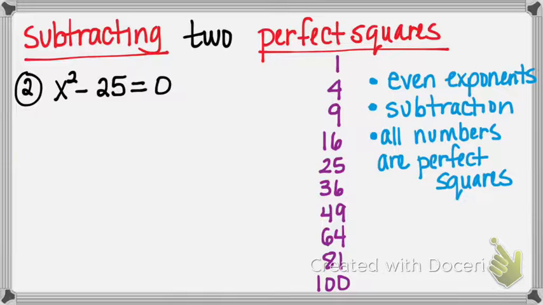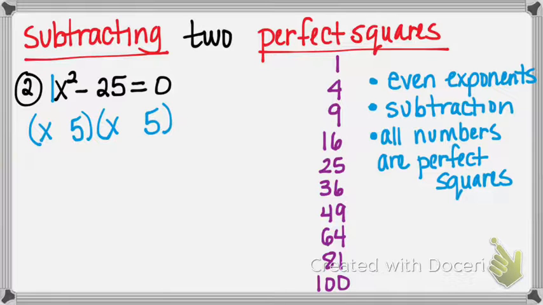So first, let's go ahead and ask ourselves our questions. Do we have even exponents? Yes. Do we have subtraction? Yep. We have a 1 and a 25. Are they in the list? Yep. So we can make our parentheses. X will go in the front. 5 goes in the back.